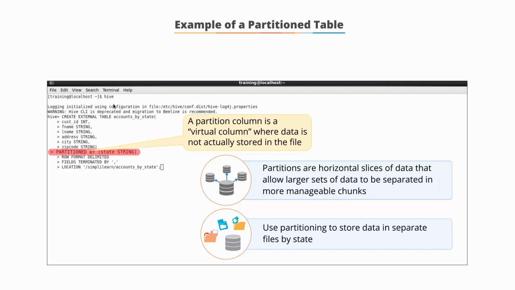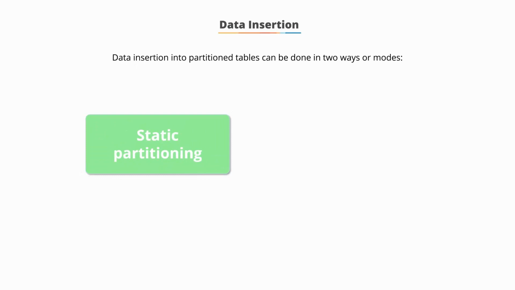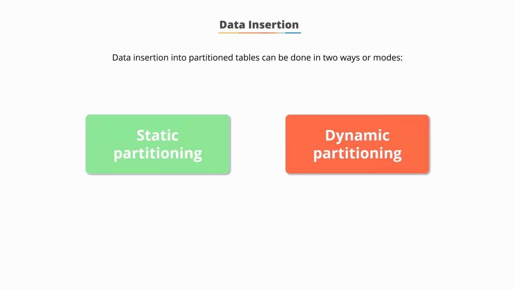A partition column is a virtual column where data is not actually stored in the file. In this case, if you had all 50 states represented in your data, you would have 50 separate partitions, each of which could be queried independently and directly. Data insertion into a partition table can be done in two ways or modes. The first is static partitioning. The second is dynamic partitioning. We'll learn more about these concepts in subsequent sections.